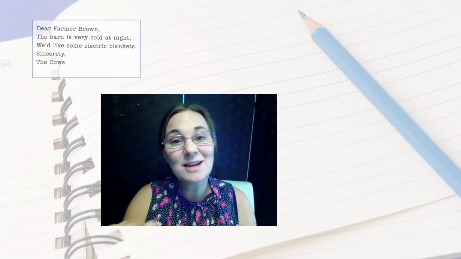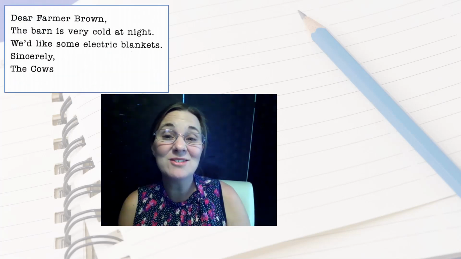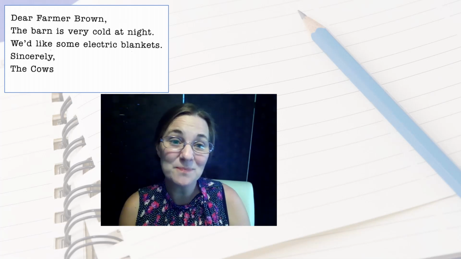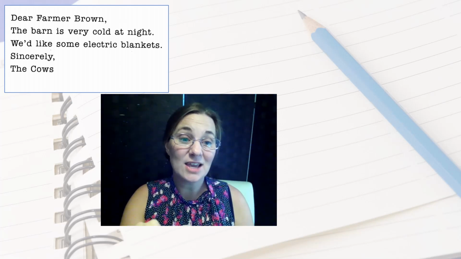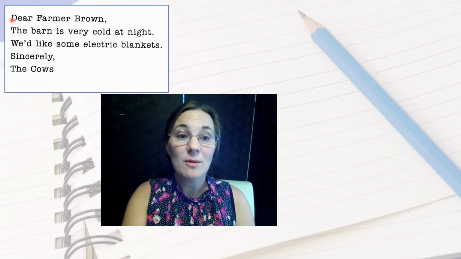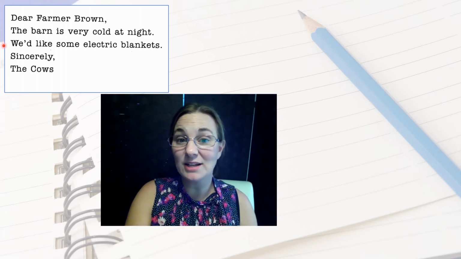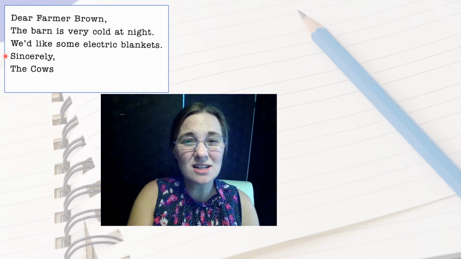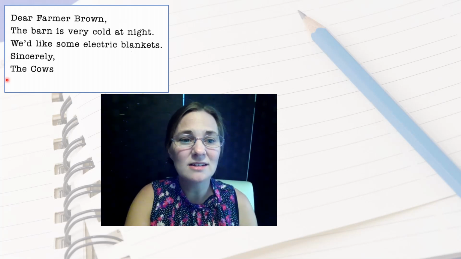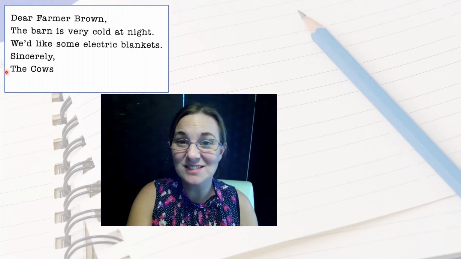Kind of like in Click Clack Moo: Cows That Type, when the cows wanted to share their thoughts with the farmer. They wrote their letter by saying who the letter was to, "Dear Farmer Brown," saying what they thought, "The barn is very cold at night, we'd like some electric blankets," and then they wrapped it up by saying "Sincerely," which is just another way of saying I really feel this way, and then who it was from, the cows.